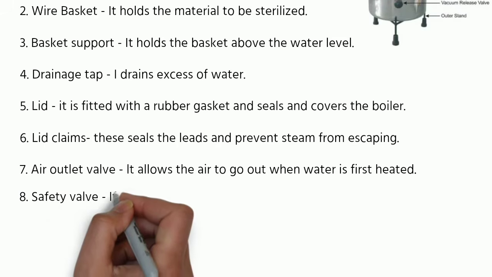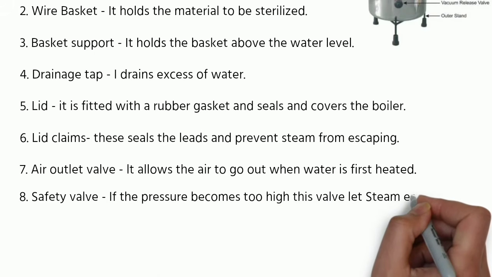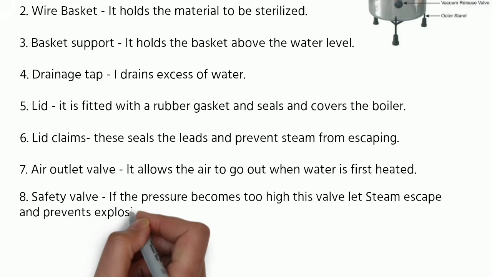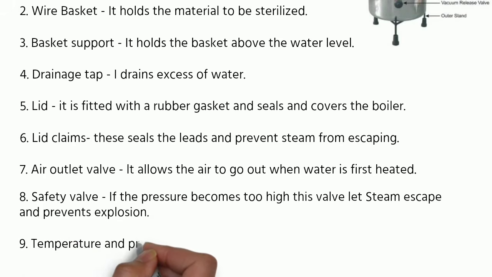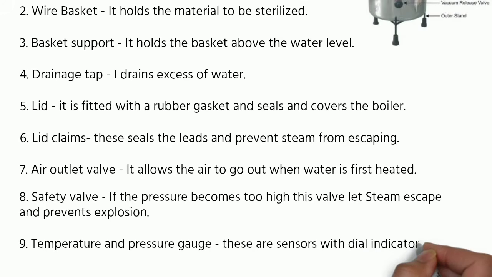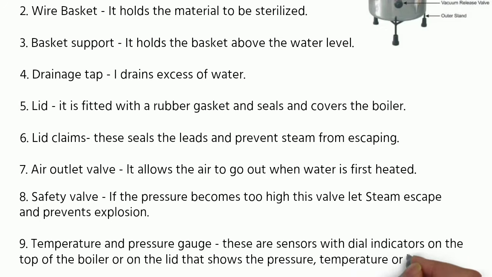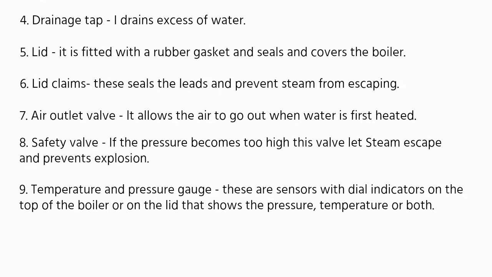Safety valve, if the pressure becomes too high, this valve lets steam escape and prevents explosion. Temperature and pressure gauge, these are the sensors, dial indicators on the top of the boiler or on the lid that show the pressure and temperature or both.